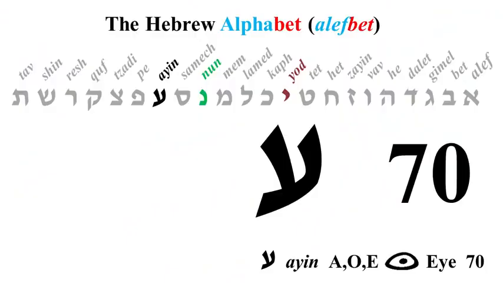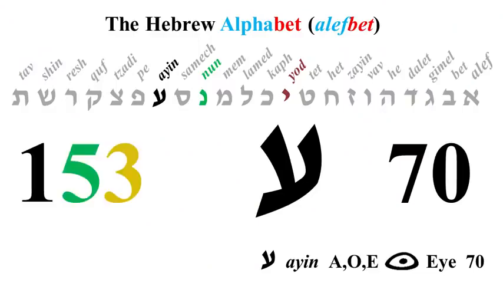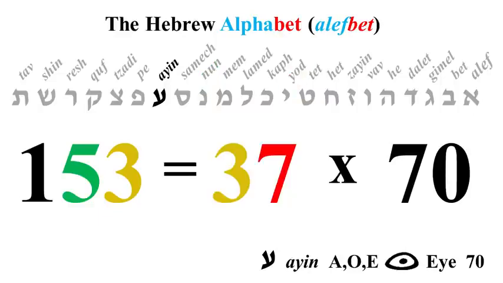Is there a tie-in with Yeshua and Jesus or Yahweh or anything spiritual? Well, as we said, Ayin is 70, and we have 153. How does 153 tie in with 70? Well, it's kind of obvious. 153 equals 37 times 70. I was a math teacher. I can confirm this.